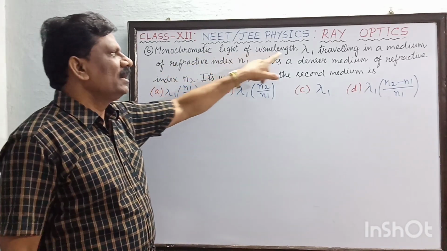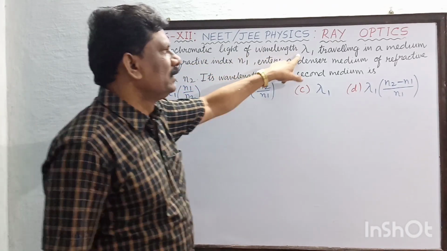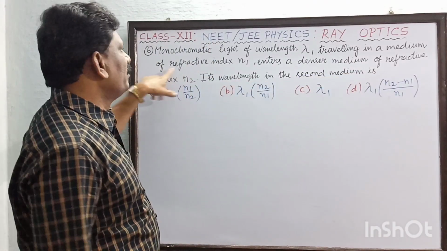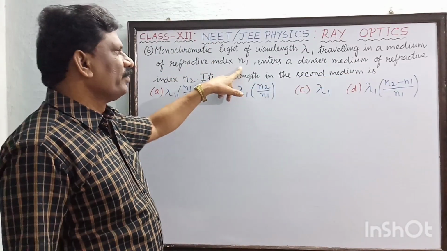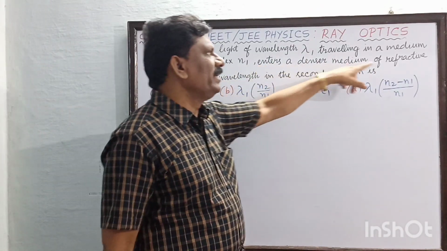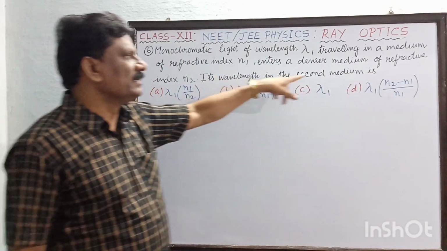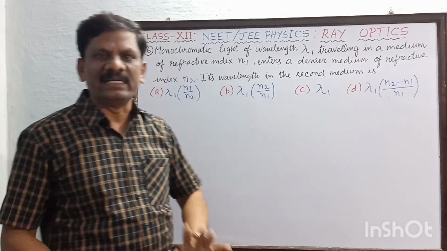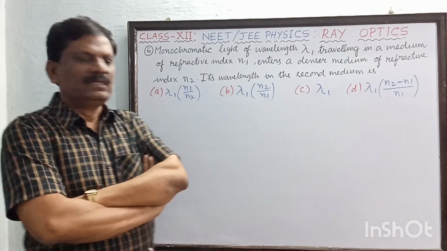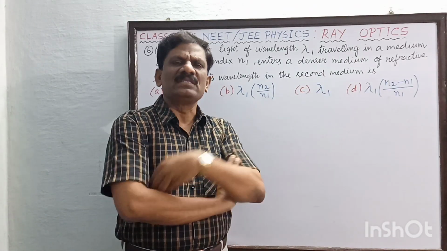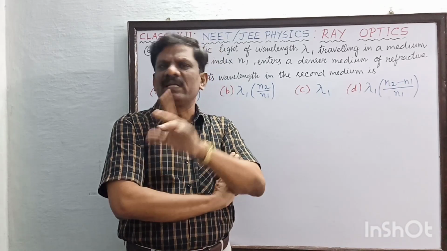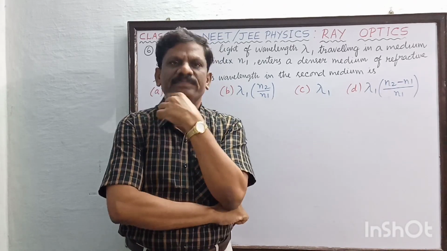Monochromatic light of wavelength lambda 1 traveling in a medium of refractive index n1 enters a denser medium of refractive index n2. Its wavelength in the second medium has to be determined. Regarding this type of problem, I want to remind you of one very important piece of information.